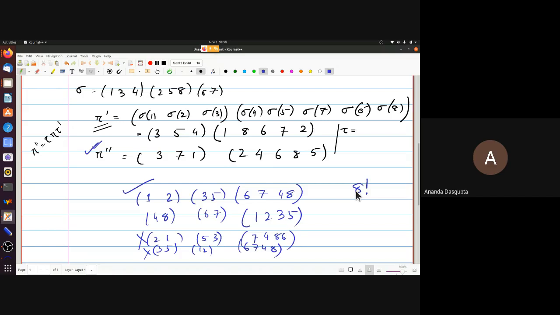However, not all of these apparently new permutations are actually new. This 8 factorial is actually an overcount, because some of these 8 factorial permutations of the numbers will give rise to the same permutation. You have to figure out how many times you're overcounting. So this 1 2 cycle, how many ways can you permute this and yet stay the same? There are 2 ways, right? 1 2 and 2 1 both mean the same thing. So that's a factor 2 overcount.